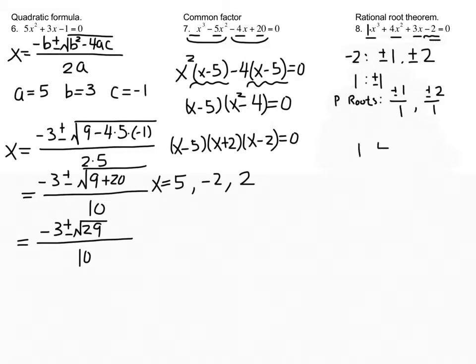I'm going to take the coefficient for each term. So 1, 4, 3, -2, divided by the root that we're going to use. For this case, I'm going to try -2. Drop down the leading coefficient. 1 times -2, that's -2. 4 plus -2, that's +2. 2 times -2, which is -4. 3 plus -4, that's -1. -1 times -2, that's +2. -2 plus 2, we have 0. That's the remainder equal to 0.